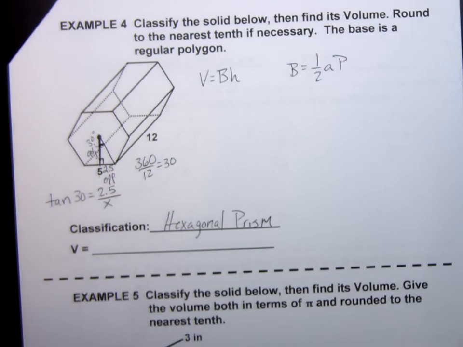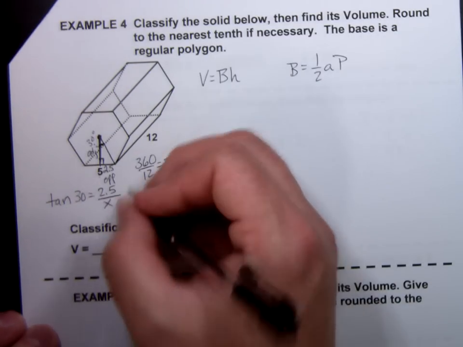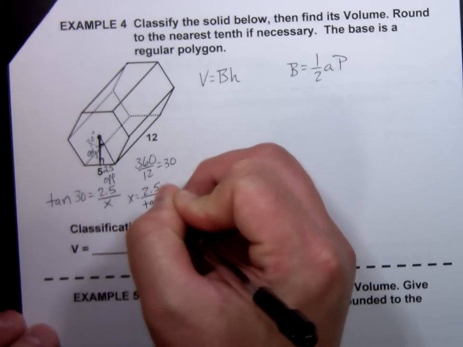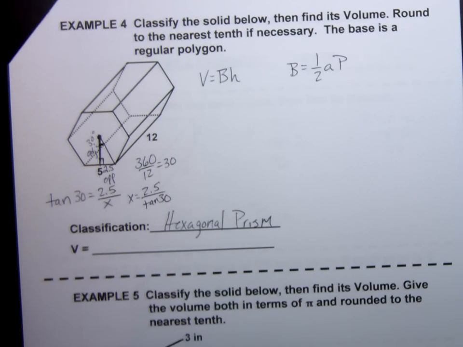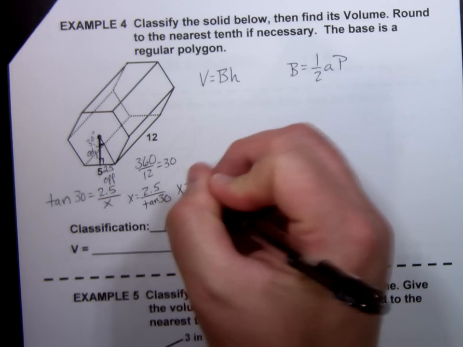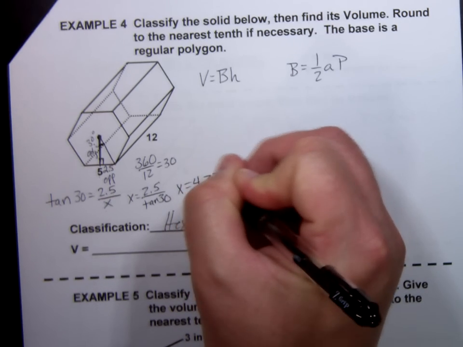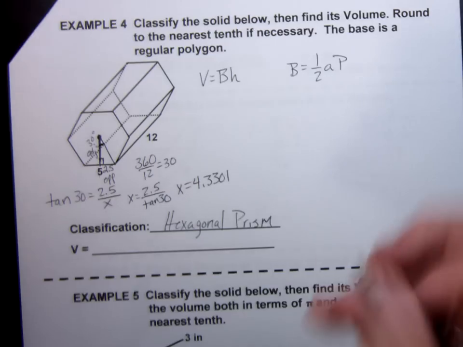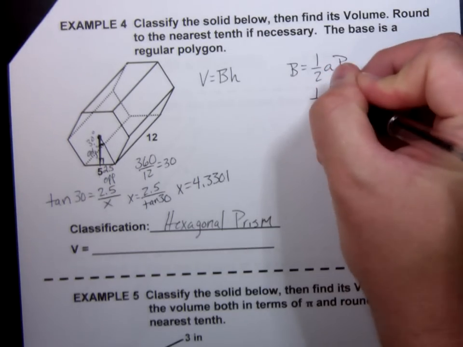So for the shortcut on that one, x is going to be equal to 2.5 divided by the tangent of 30. So 2.5 divided by the tangent of 30, x is equal to 4.3301, depending on where you're rounding to. So we have the apothem now. I can plug that into the formula. We just found the apothem.